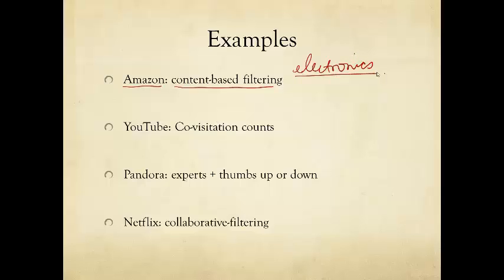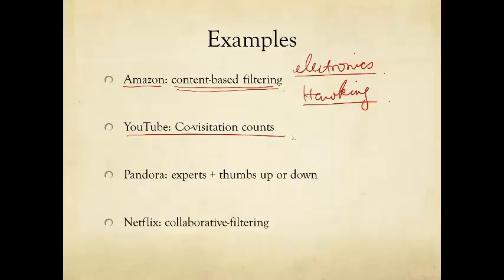If you buy a book written by Stephen Hawking, then they will try to recommend new books by Stephen Hawking. That is called content-based filtering. Okay? Look at what you bought, what you liked, and then recommend accordingly.